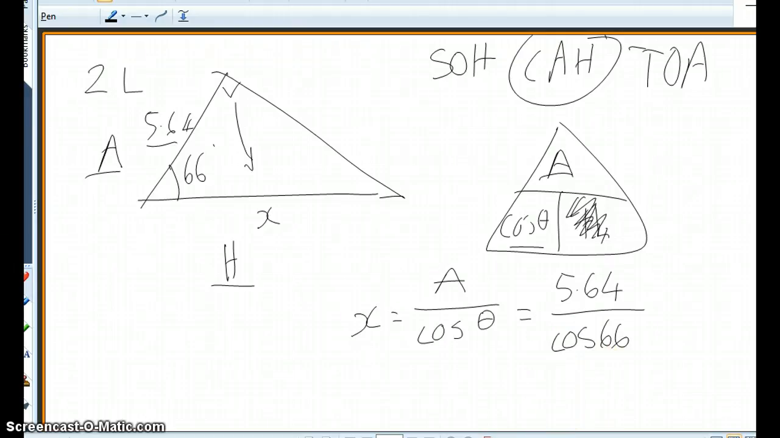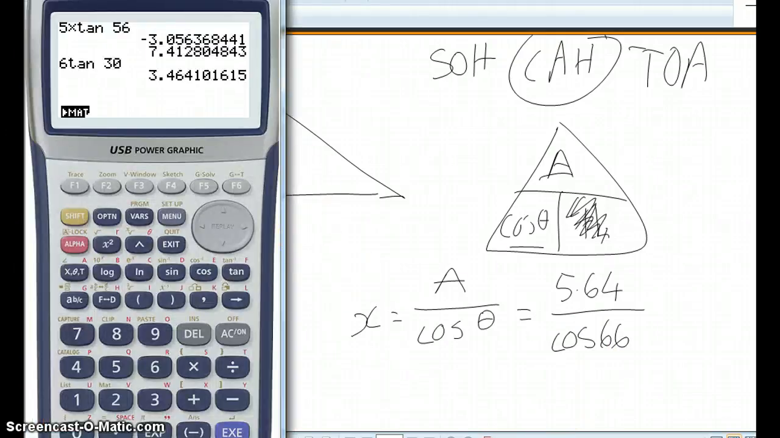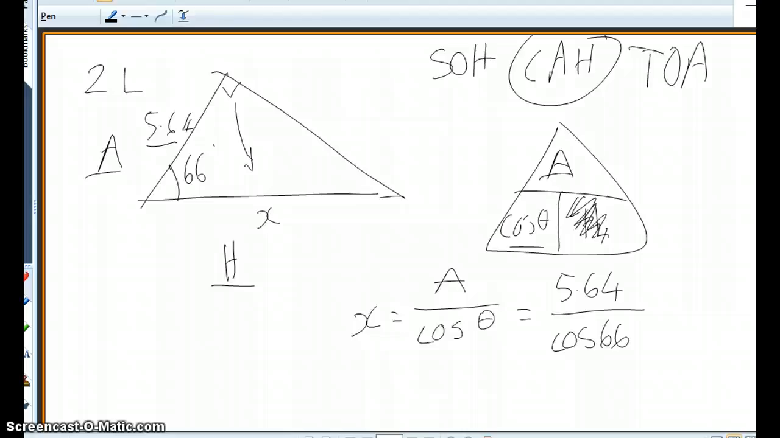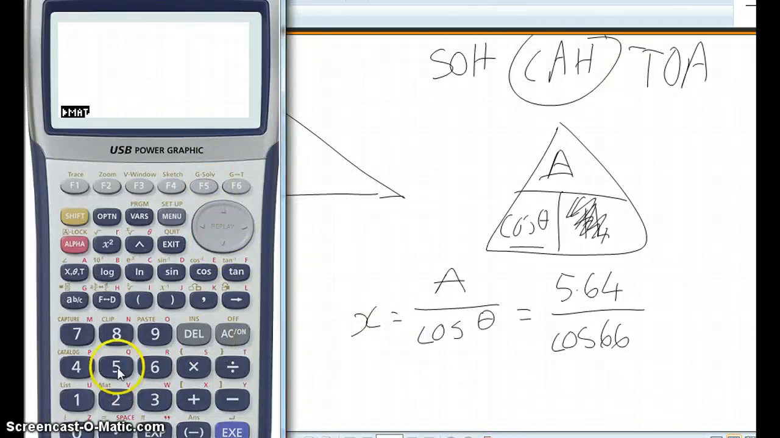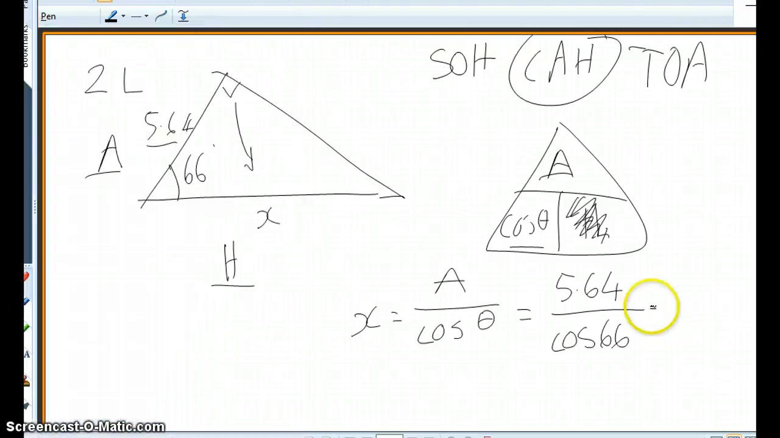And go to your graphics calculator. Before I go to the graphics calculator, what am I expecting my answer to be? Positive to start with, but bigger than 5.64, right? Because it's the biggest side of the triangle. So I'd go 5.64 divided by cosine 66. 13.8. And the units are in centimeters.